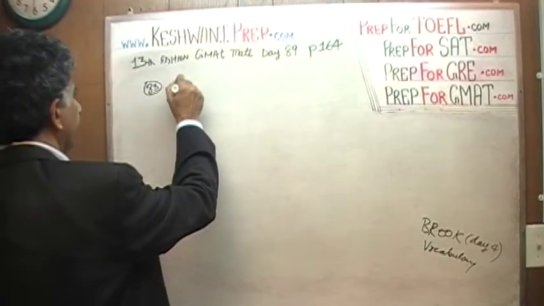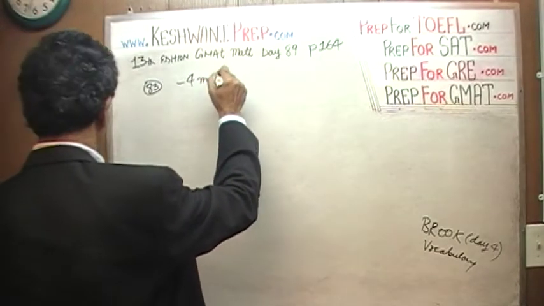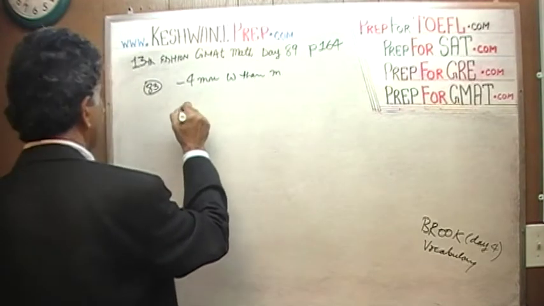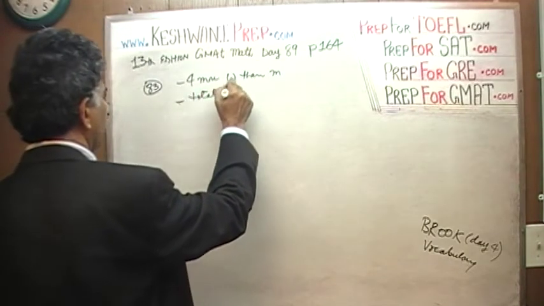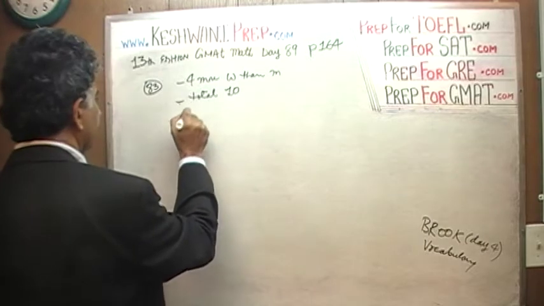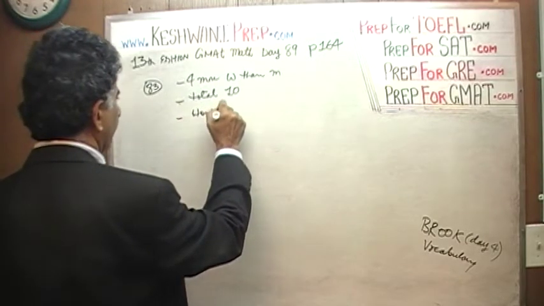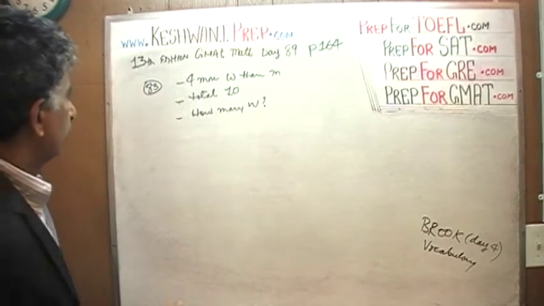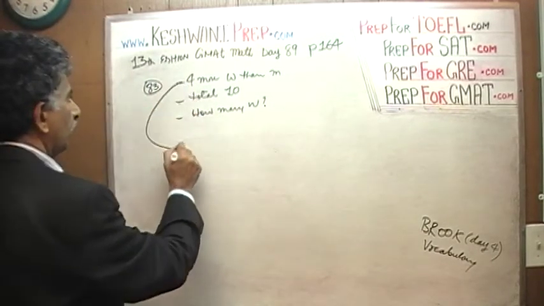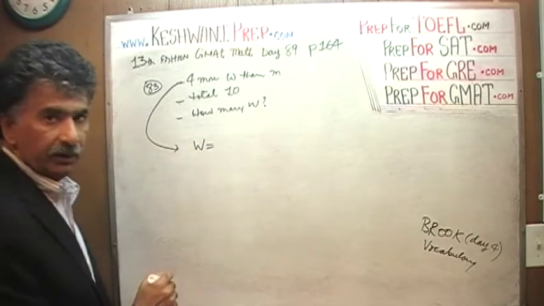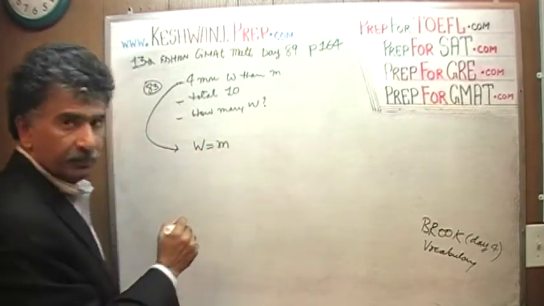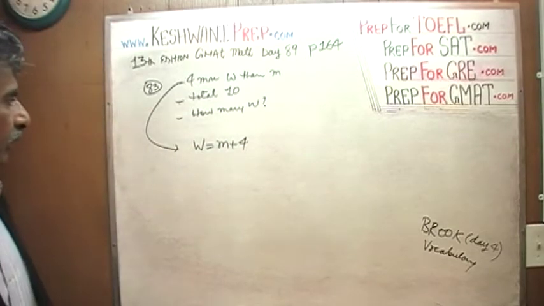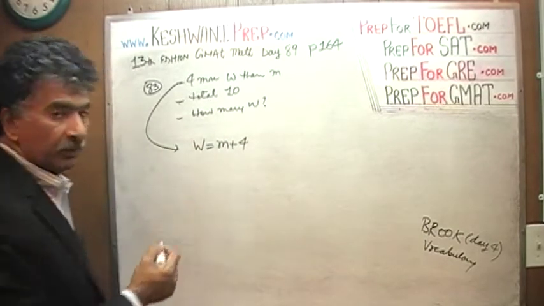It says we have 4 more women than men. It says also that we have a total of 10. The question simply is, how many women? That's all. So that is our first equation. 4 more women. So the number of women is whatever the number of men is plus the 4 more. That's the first equation. Number of women is 4 more than number of men.